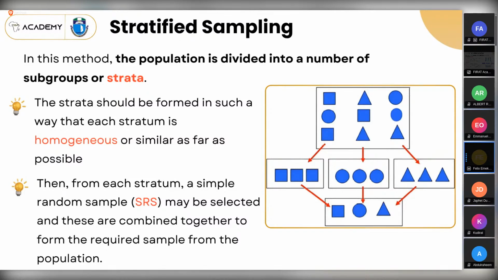So if you want to do a study where one of the homogeneous groups is way more than the other, you have to do stratified sampling first before you now do simple random sampling. If not, one group will be more skewed against the other.